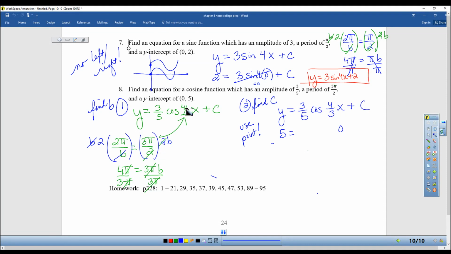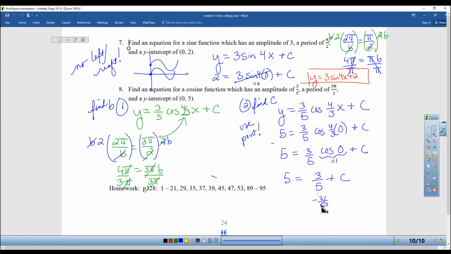But this one's a little more tricky because it normally starts at 1, but it's got an amplitude of 3/5. So now it actually starts at 3/5, but then it goes up to 5. That definitely got trickier. So the easiest thing to do is just to use the point. 3/5 cosine of 4/3 times 0 plus c. So cosine of 4/3 times 0 is 0. And then cosine of 0, gotta know this stuff, is 1. So this becomes 3/5 plus c.